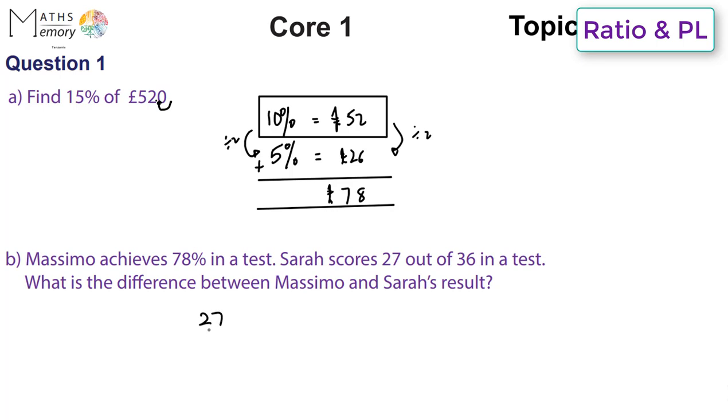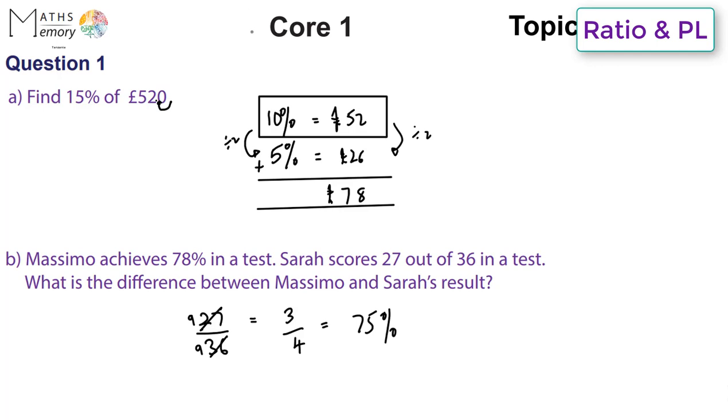Let's do it like this. It's always the smallest over the total, the biggest. 27 over 36. What's the highest common factor that goes into both? Well, 9 goes into this and 9 goes into this as well. Let's divide each by 9. So how many 9s are in 27? It'll be 3. And how many 9s in 36? 4. 3/4 is 75%. So Sarah scores 75% and Massimo 78, obviously.